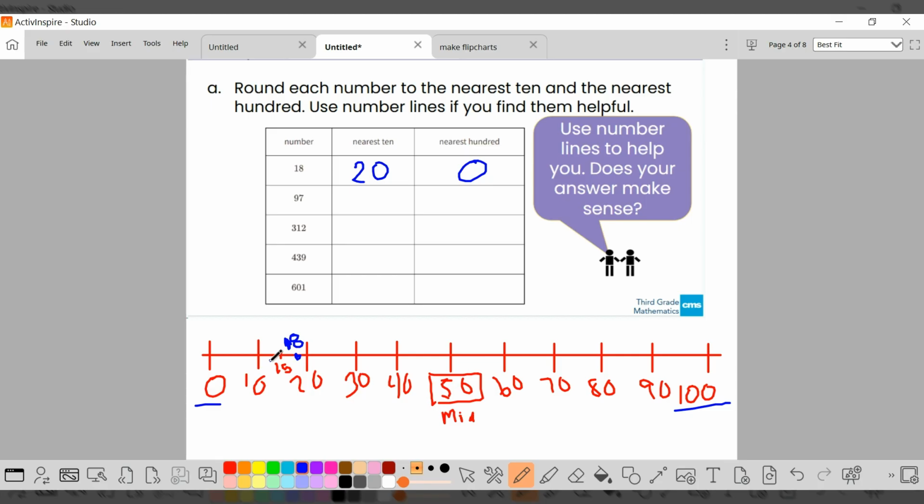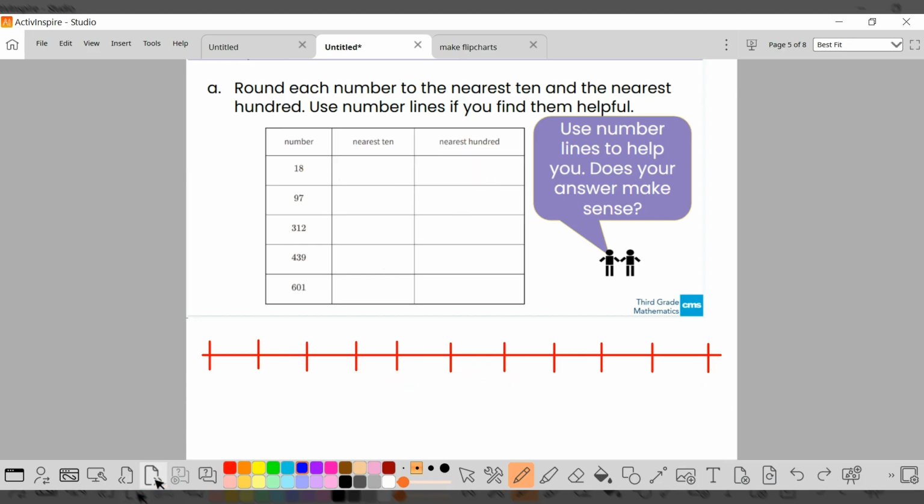Now we're going to move on to the next problem. Hopefully you wrote that down. All right. We said that this one was close to 20, and this one was nearest to 0. All right, now we are going to move on to the next one, which is 97.